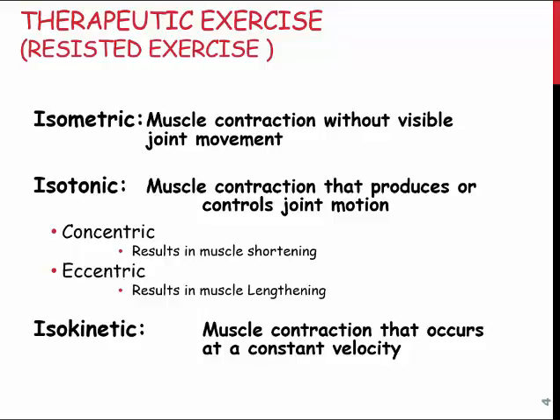Isotonic exercise is defined as a muscle contraction that produces or controls joint motion, and it comes in two categories, concentric and eccentric. A concentric muscle contraction results in muscle shortening, while an eccentric muscle contraction results in muscle lengthening. Well, what does this mean? Well, let's look at a biceps curl. Let's use this video example to explain the differences.